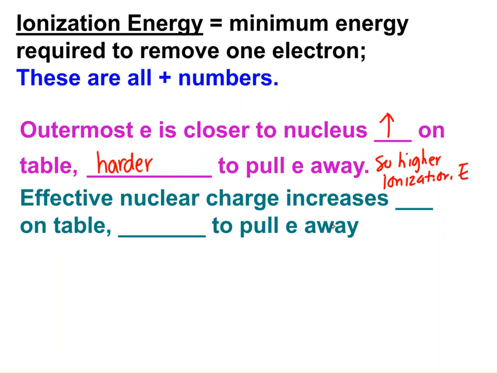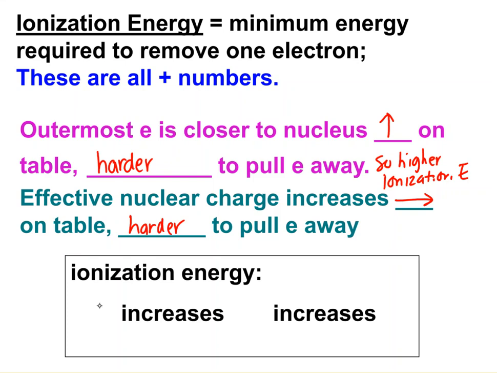Also, effective nuclear charge increases as you move to the right on the periodic table. Same reason as the last one, more protons, same core. And so as you move to the right on the periodic table, the electrons are harder to pull away. So ionization energy increases as you move up on the periodic table and to the right.